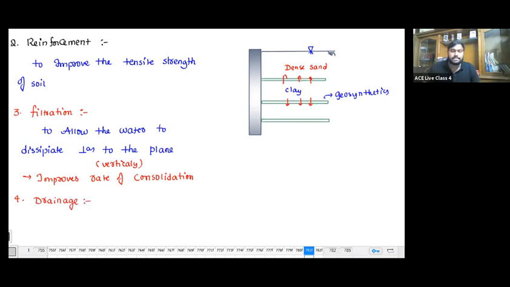Sir, what is this drainage? Sir, whenever rain occurs, you know that the soil will get saturated. And in order to allow the water to drain through the weep holes, this is nothing but the weep hole. Yes or no? Okay. To allow the water through the weep hole, these geosynthetic membranes or geosynthetic materials will allow the water to drain.